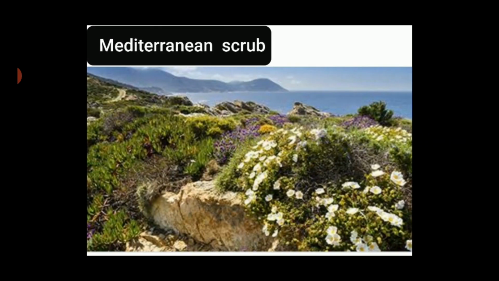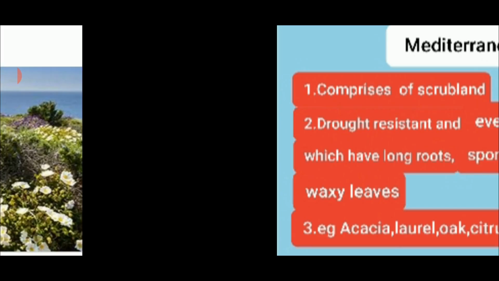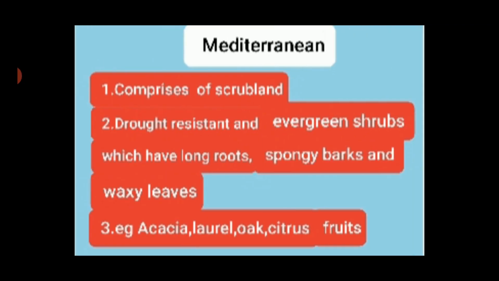Now let's see the Mediterranean scrub features. It comprises scrubland. Number two, drought resistant. That means plants which can resist drought, that is, scarcity of water, and evergreen shrubs which have long roots, spongy bark and waxy leaves are found. Examples: acacia, laurel, oak and citrus fruits. This Mediterranean type of forest is found in the region lying along the Mediterranean coast.